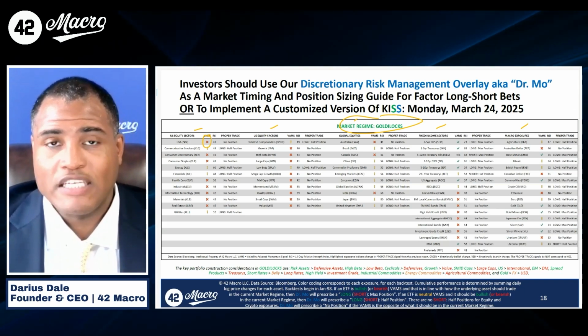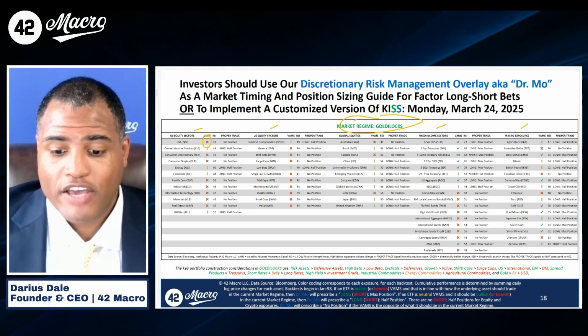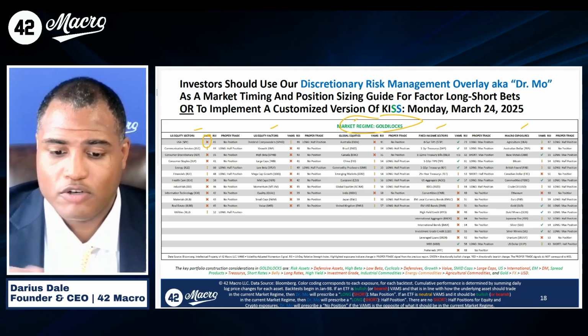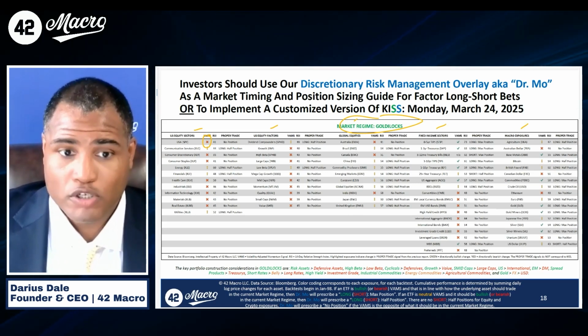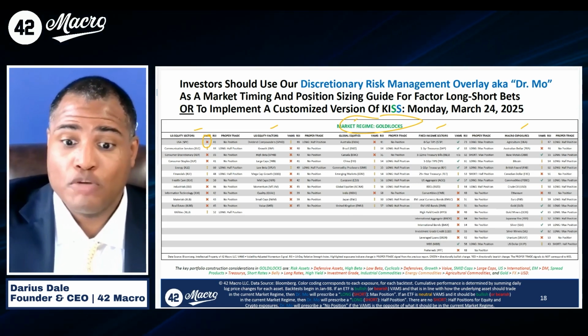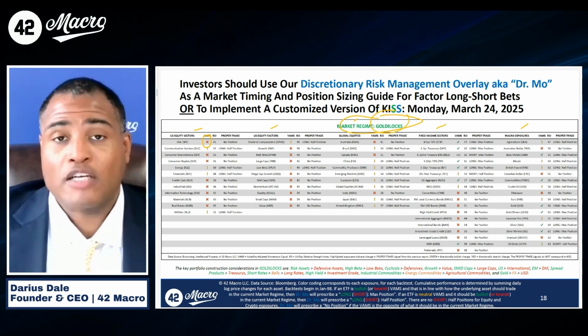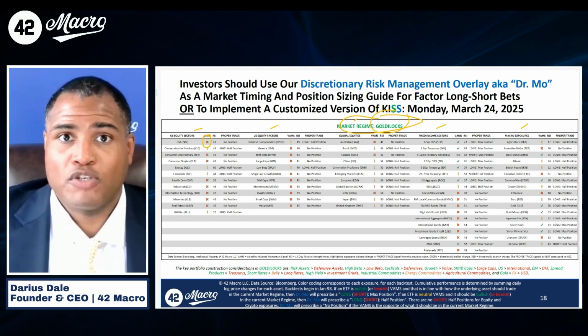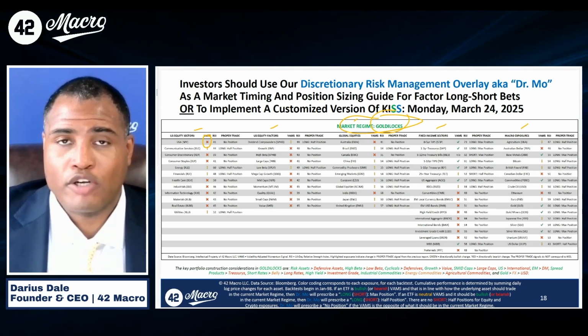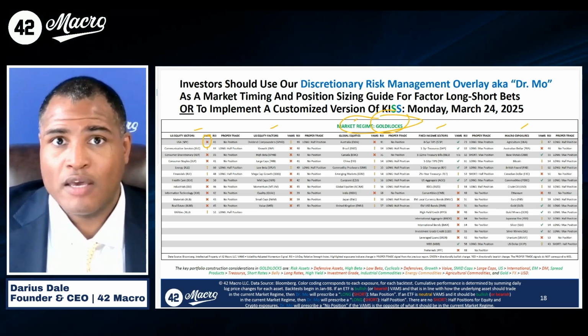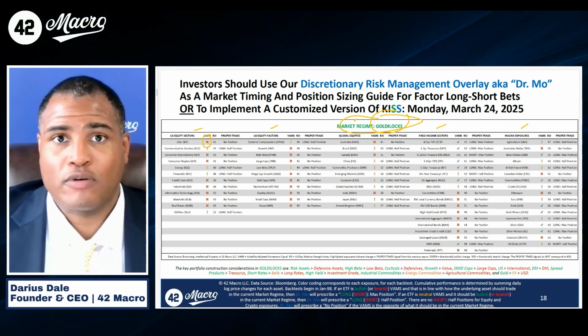So for example, if an ETF is bullish or bearish by VAMs, let's just start with the bullish because it's easier to explain this way. If an ETF is bullish, or if a factor is bullish, and it should be bullish in this regime, then Dr. Mo will recommend a long max position in that particular exposure. Again, this is a market timing and position sizing guide for factor long-short bets.